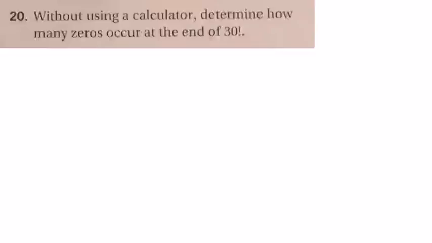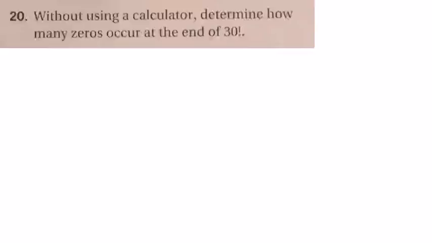I'm going to talk about the solution for number 20. It's another interesting one because the answer in the back of the book is wrong. It's close but not quite right, and they just overlooked a small detail. So it says here, without using a calculator, determine how many zeros occur at the end of 30 factorial.